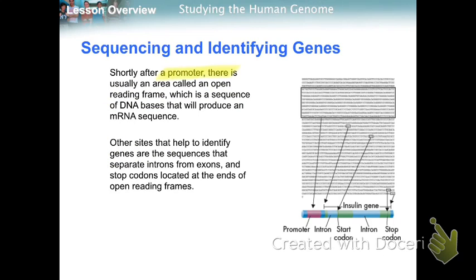Shortly after a promoter, there's an area called an open reading frame, which is a sequence of DNA bases that will produce mRNA. Other sites that help to identify genes are sequences that separate introns from exons, and then the stop codons, located at the ends of the open reading frames. You see all these in the diagram on the right. We have the promoter, we have the intron, start codon, another intron, and a stop codon. So these give us clues that there's a gene in this area.